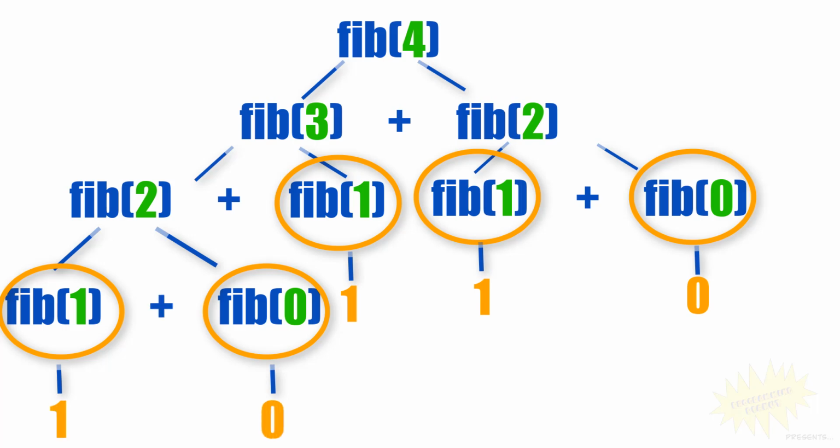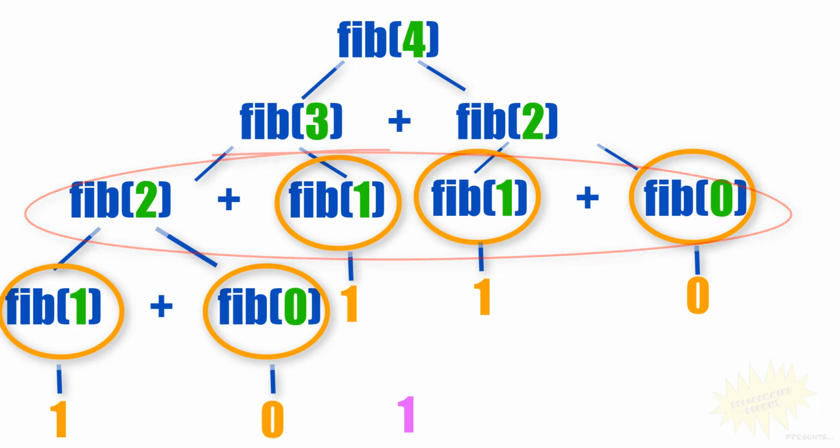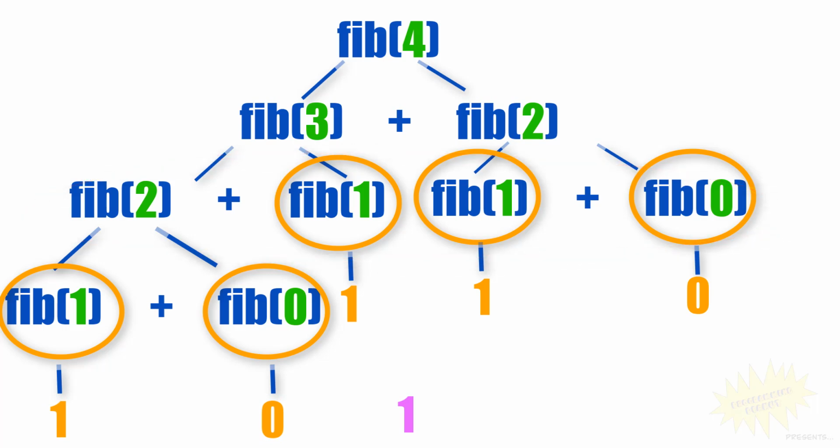So we do 1 plus 0, which is 1, and then we go one line above here. So now it's 1 plus 1, that's 2, and then we add another 1, that's 3, and then we add 0, that's still 3, and 3 is our answer.